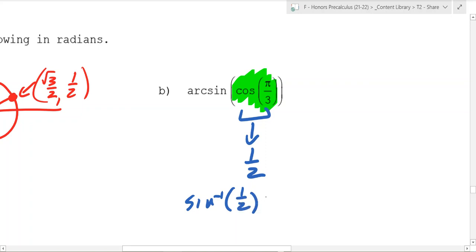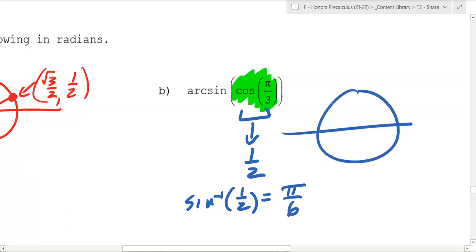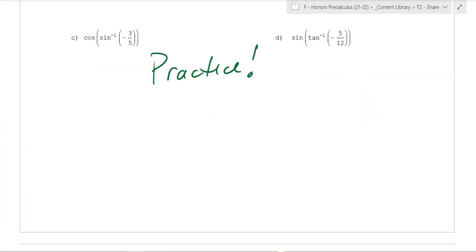The sine of what is 1/2? Well, the sine of pi over 6 is 1/2. That's the y coordinate of 30 degrees right here. The y coordinate is 1/2 at 30 degrees, which is pi over 6. This just takes practice, and you need to know your unit circle. And parts C and D you can do on your own for practice.